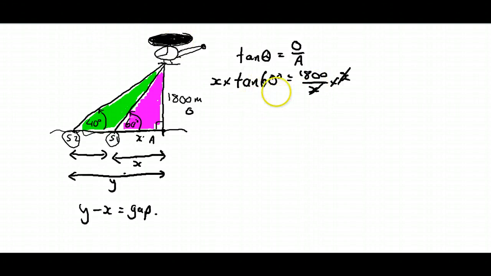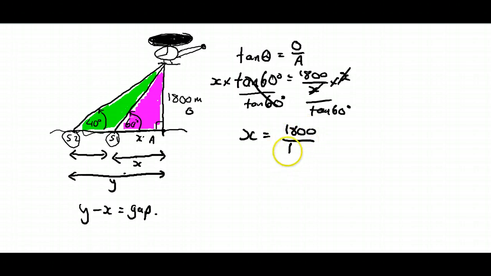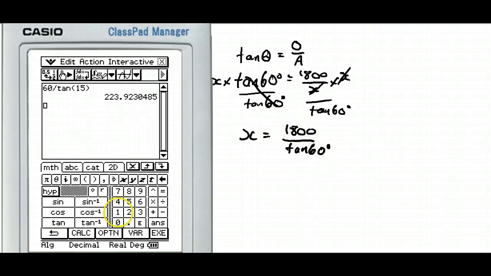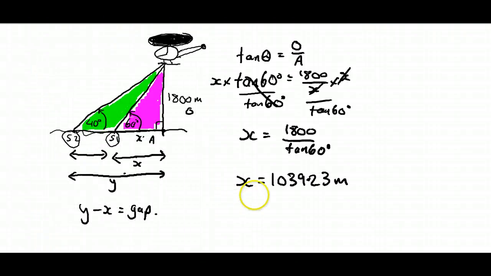Now we can get X on its own by multiplying both sides by X, which cancels out the X here. Then divide both sides by tan 60 degrees, and that cancels out. X equals 1800 divided by tan 60 degrees. Okay, we'll put that into the calculator. So we've got 1800 divided by tan 60 degrees, and that gives us that answer. Okay, so we've found X.